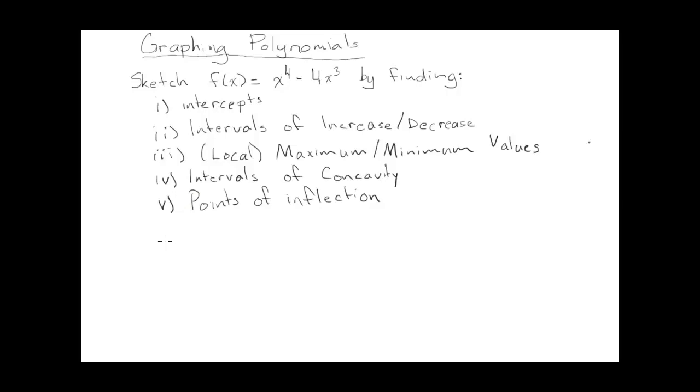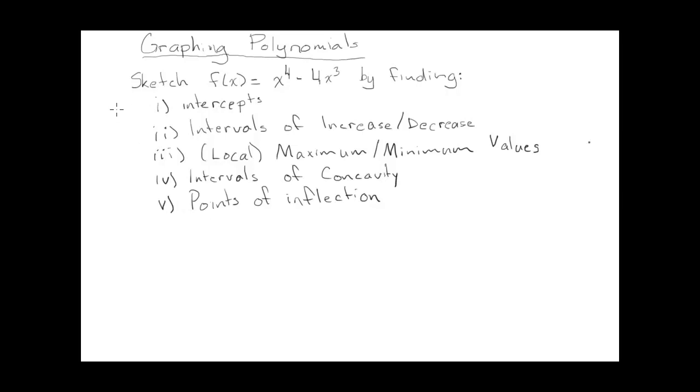Okay, in this video we're going to look at graphing polynomials using calculus techniques. So we'll just look at this example. It's a fourth degree polynomial, which we're going to graph by finding these five things. So we're going to find intercepts, so that would include both the x and y, the intervals of increase, decrease, and the local maximum and min values, and the intervals of concavity and points of inflection.